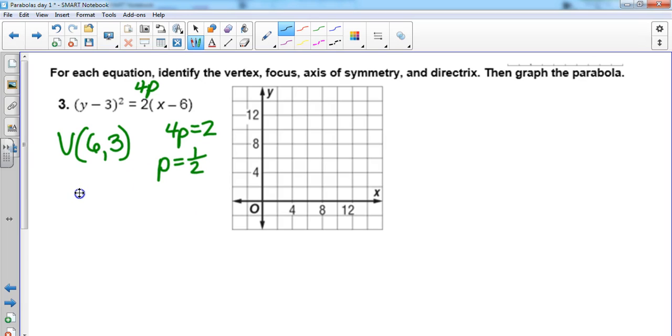All right, I don't know, let's plot that and go from there. 6, 3. Oh, which way is it even opening? Because I'm going to go the wrong way otherwise. Opening sideways, right? And it's positive, so it opens right.